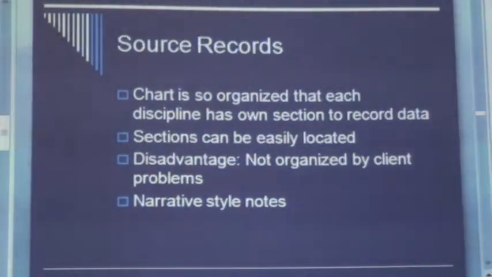Next is source records. The chart is so organized that each discipline has its own section to record data. Sections can be easily located, and the disadvantage is mainly that it is not organized by client problem. That means in this type of records, all departments can give their records, but it is not organized so well, and it is very much narrative and elaborative. So you have to write in detail, and going through the record is also time consuming.